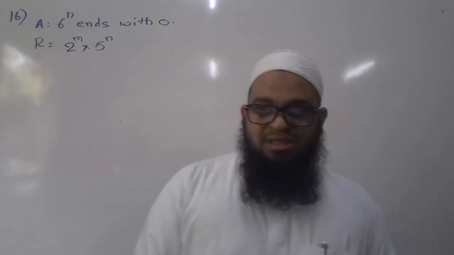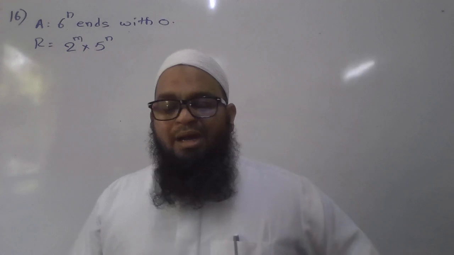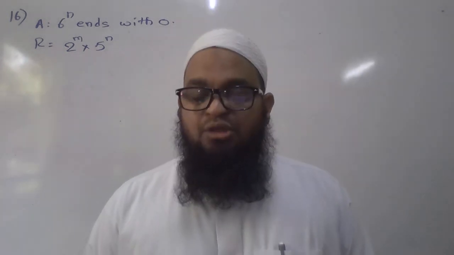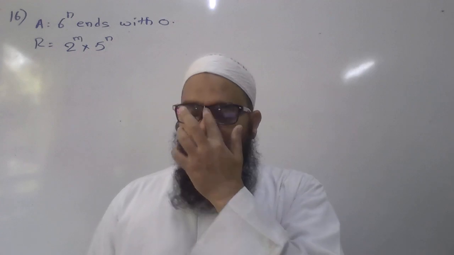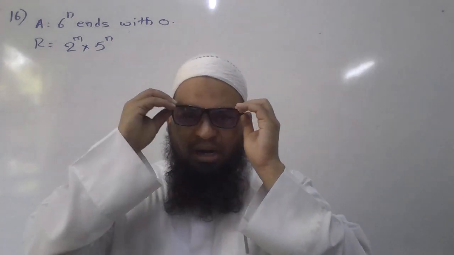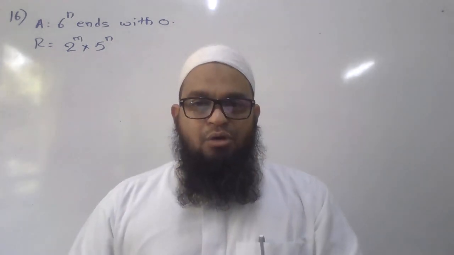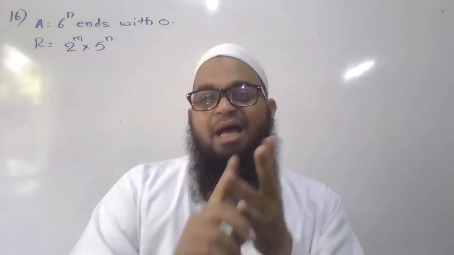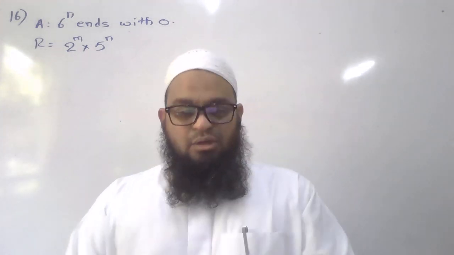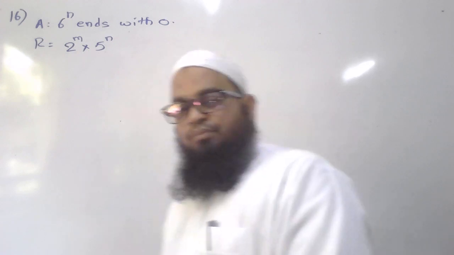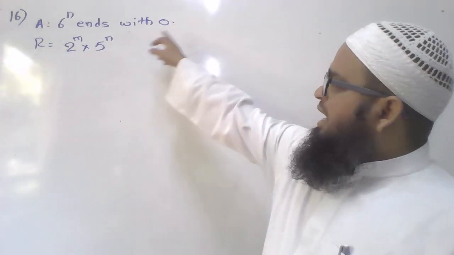So here, did you understand something? While explaining this concept, I said that m and n should not be 0. So instead of adding that statement, you can directly write that m and n are natural numbers, because 0 is not included in natural numbers. Anyways, come back. 6 to the power of n ends with 0.